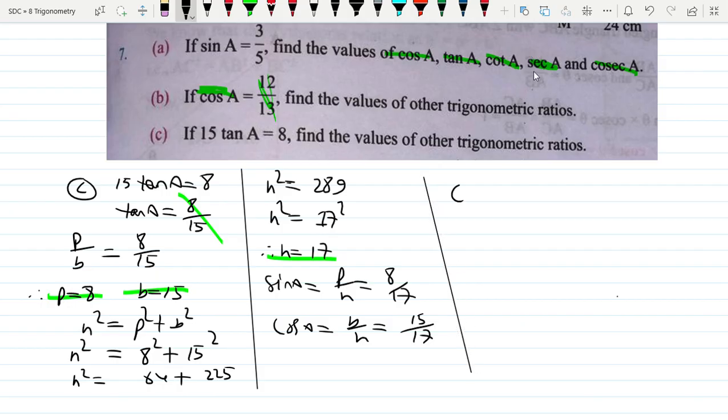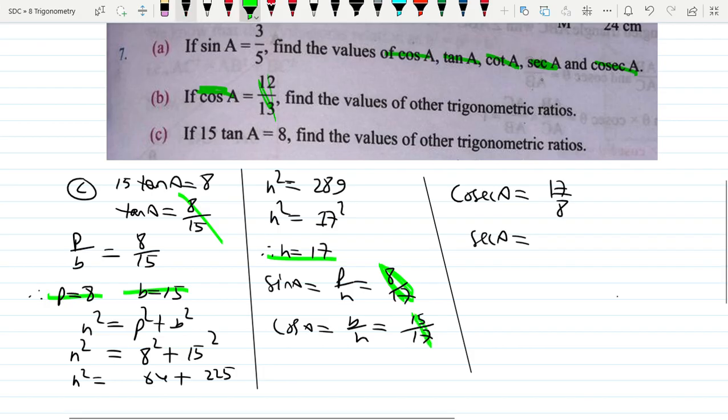So first I find cosec. Cosec is the reciprocal of sine. Sine we just found 8 by 17. So we reciprocate it and we get 17 divided by 8. And after that we go for finding sec, which is reciprocal of cos. And cos we have just found 15 by 17. If we reciprocate it, we get 17 by 15. So sec is also found.